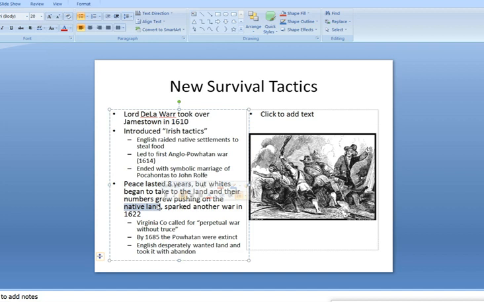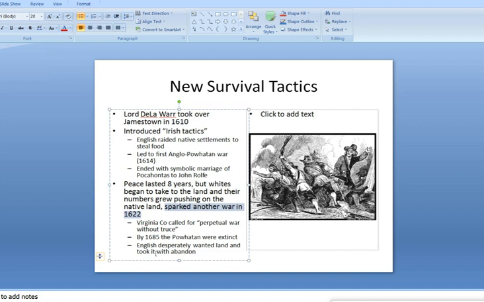Pisses off natives, go to war. White people are going to take more land, pisses off natives, go to more war. But every time, the whites, who will become Americans, are going to get stronger and stronger, and natives, because they're dealing with a technological imbalance and because they're dealing with disease, are going to get pushed back. Okay?